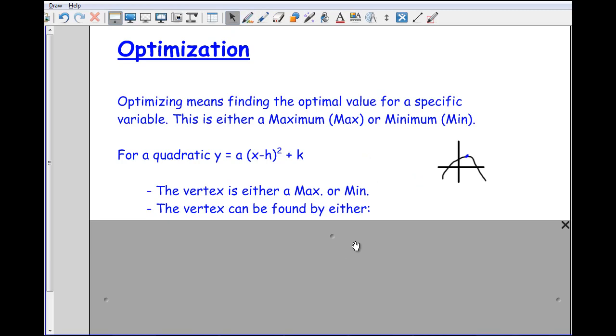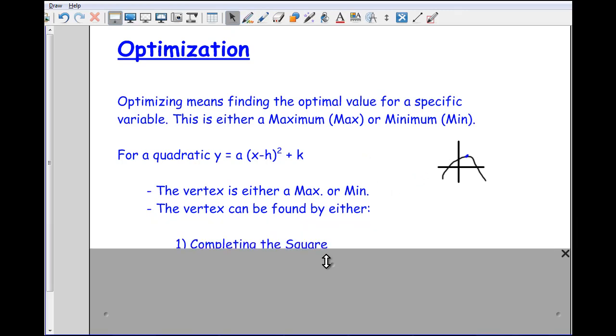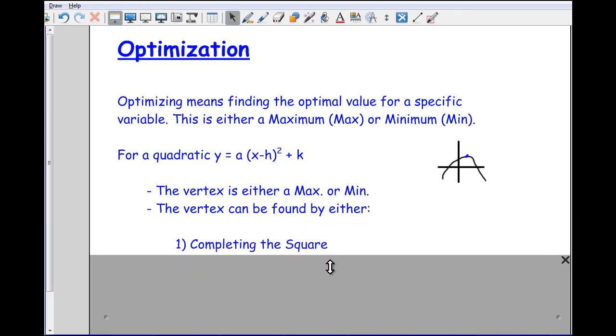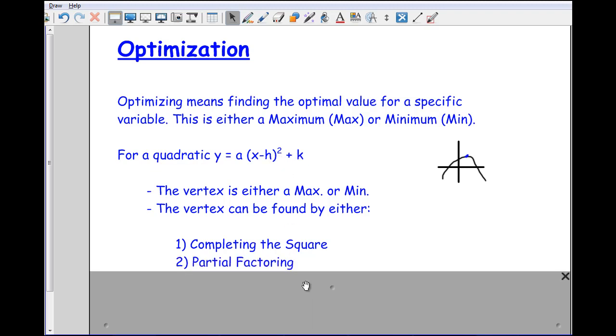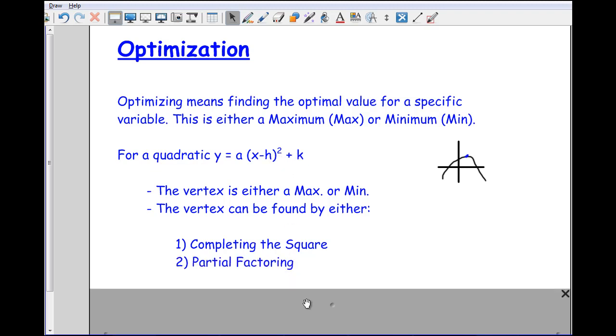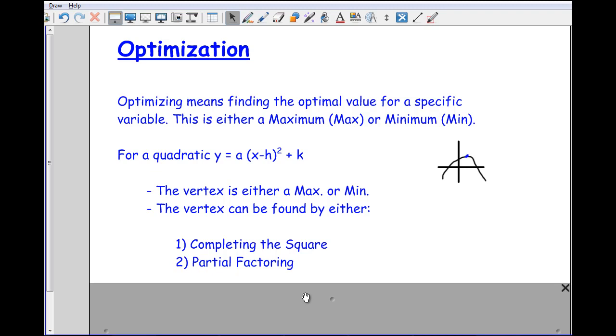You can find this vertex point by completing the square. Completing the square gets a quadratic into vertex form. So this one's already done. But if you had standard form or factored form, you could complete the square and figure out the vertex. The vertex is (h, k). We found that earlier. You can also partial factor. So you're going to want to know these two techniques. So let's have a look at some examples.